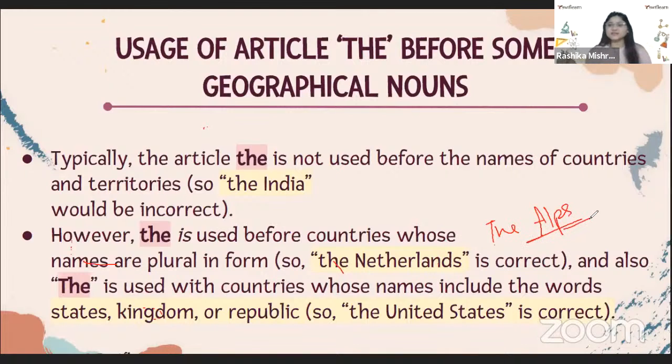So in such cases, we always use the as an article. Now, the is also used with countries whose names include the words state, kingdom, or republic. If the word state, kingdom, or republic is present, for example, the United States is correct. Why? Because state is present in this word. So in these cases, we always put the before the name.